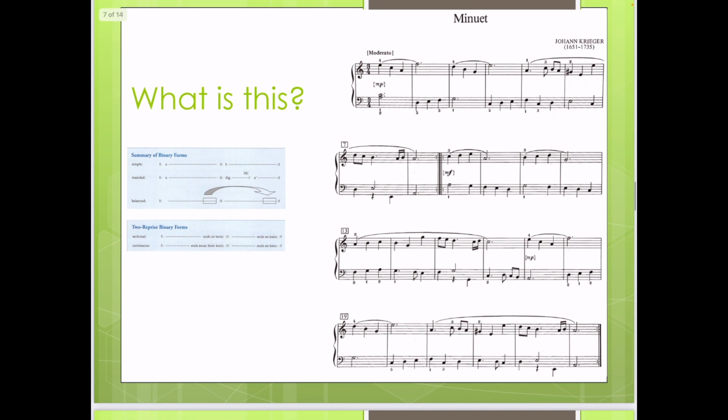This one is by one of those unknown Baroque composers named Johann Krieger. It goes like this. 1, 2, 3.